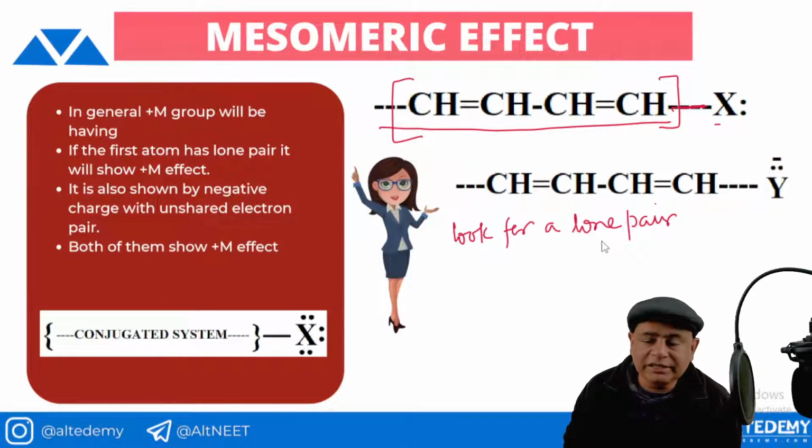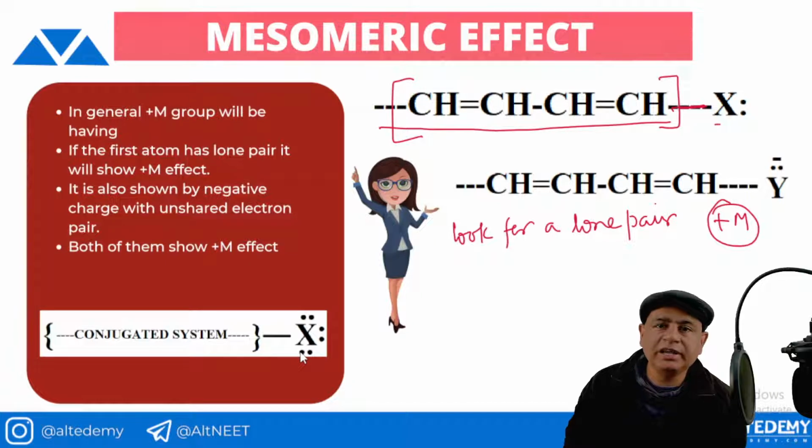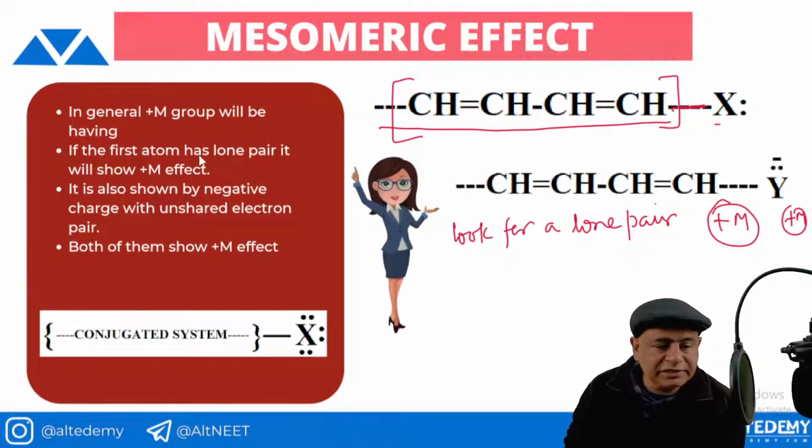You do not have to see the lone pair of electrons in further atoms. You have to see the lone pair in the immediate atom. If in the conjugated system the immediate species that is attached has a lone pair, it will always show plus M. The situation can even be like this, a lone pair with a negative charge. This can also be possible, and this will also show plus M. If the first atom which is attached has a lone pair, it will show plus M effect. It is also shown by a negative charge with an unshared electron pair. Both of them show positive mesomeric effect. Got the point? Okay.